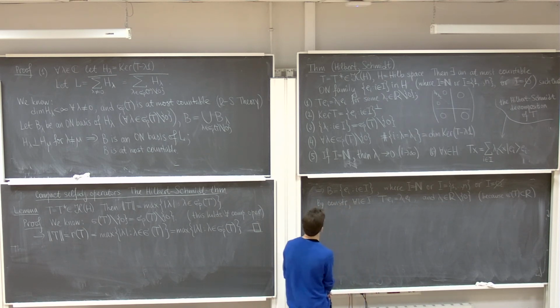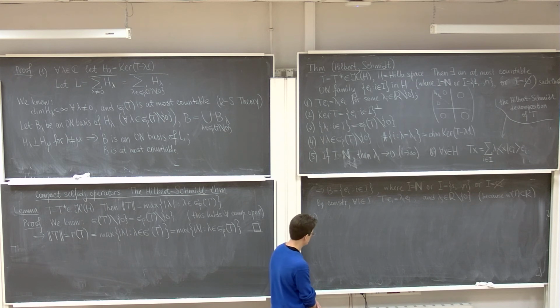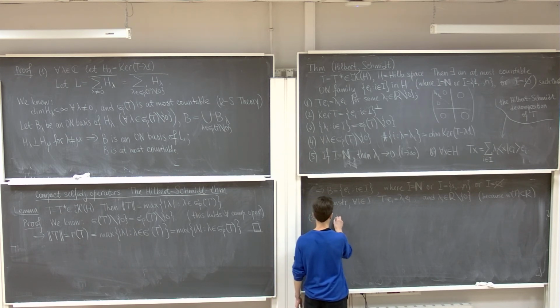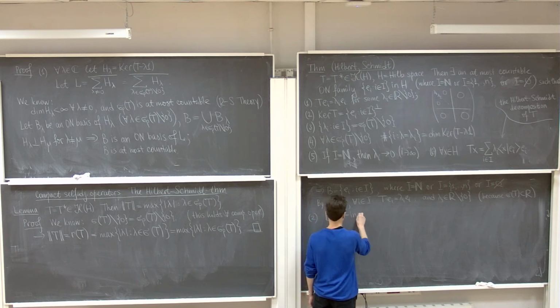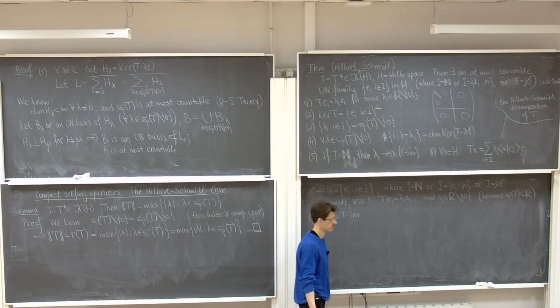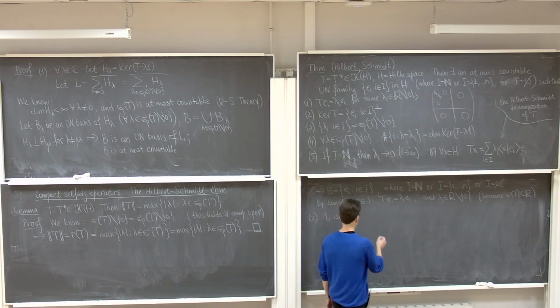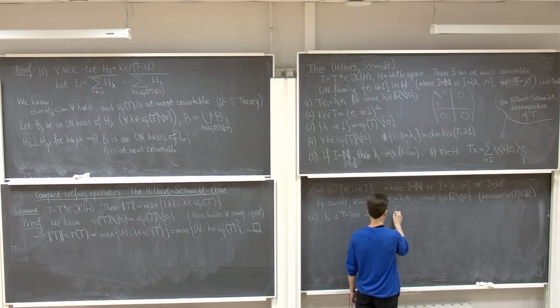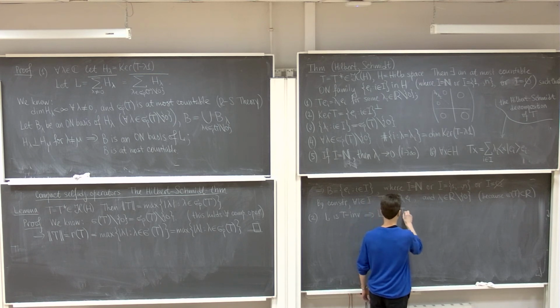First of all, it's clear from our construction that L is a T-invariant subspace. Each eigenspace is invariant, and the closure of the sum of invariant subspaces is invariant. T is self-adjoint, so the orthogonal complement is also T-invariant.